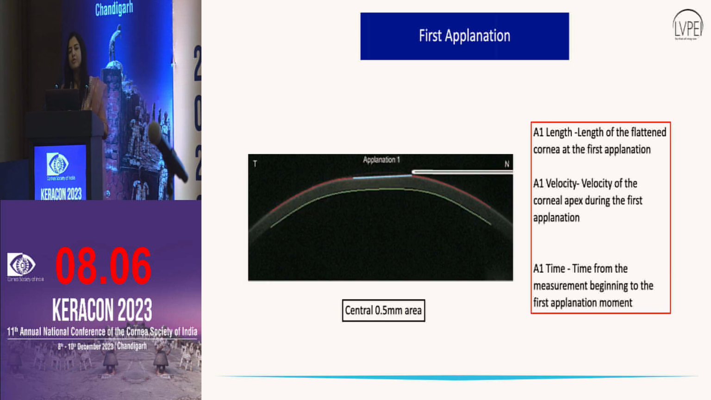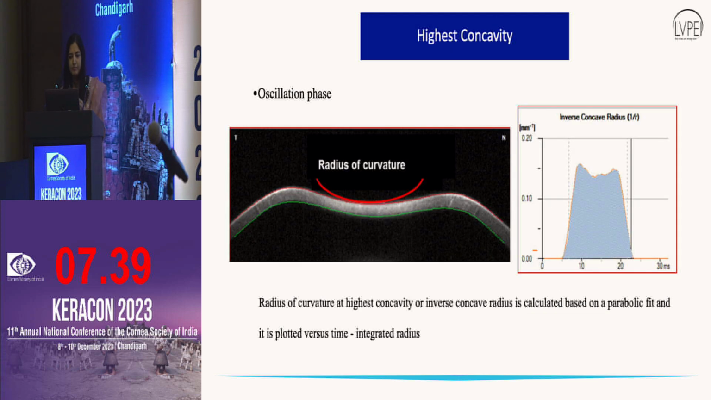So we see different kinds of parameters on a Corvis map, such as A1 length, A2 length, and things like that. So what are those? At the time of first applanation, in the central 0.5 millimeters area when it gets applanated, the length of the tissue that gets applanated is measured. The velocity with which it got applanated as compared to its original shape is given as A1 velocity. And the time it took for this applanation to happen is called A1 time. This is also measured in the second applanation phase.